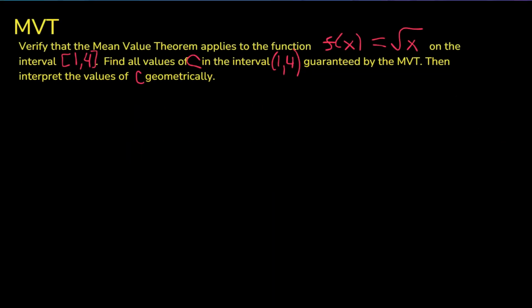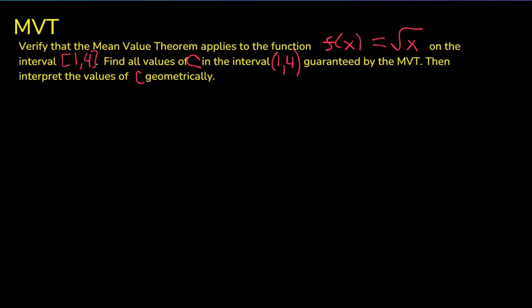Here's another example. We want to verify that the mean value theorem applies for the function root x on the closed interval 1 to 4. Find all values of c in the open interval 1 to 4 guaranteed by the mean value theorem. Then interpret the values of c geometrically.